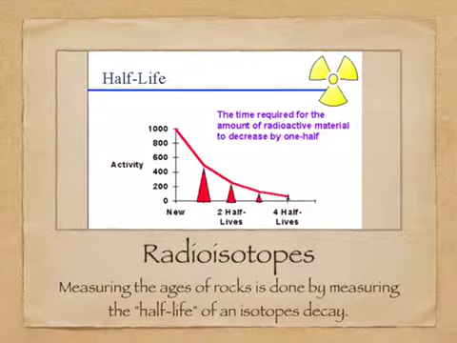Measuring the ages of rocks is done by radioisotopes, which measure the half-life of an isotope's decay. Different isotopes decay at different rates, therefore it is possible to tell the age of an igneous rock near the sedimentary rocks that bear the fossils.